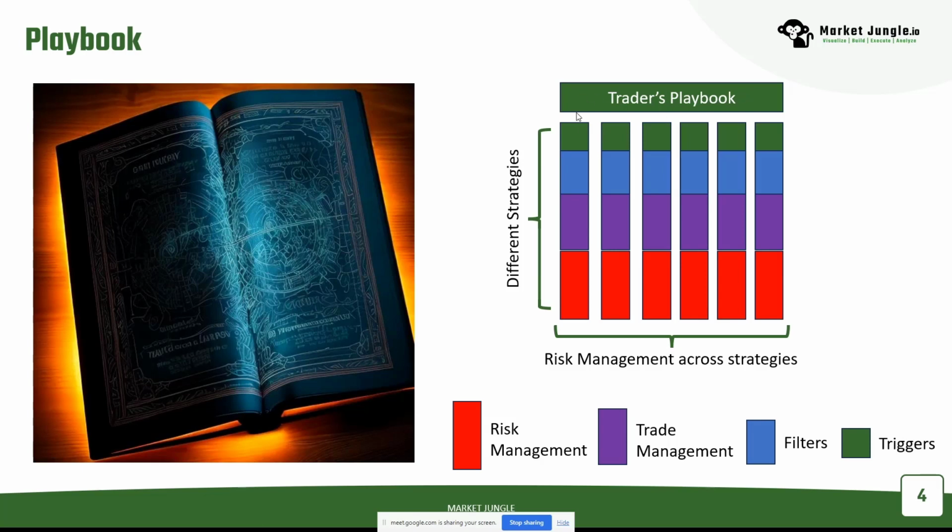So when we look at a trader's playbook, this is just an example of different strategies. So each one of these stacked bars is essentially a strategy. And what I'm trying to convey here is that there's many times multiple strategies in a playbook, and each one of those strategies has four main components. One's a risk management, one's a trade management, and then there's typically filters and triggers on those strategies. The size of these bars are reflecting the importance of those components. And something else that traders typically think through is also managing risk across those strategies as well. So it's not just managing this risk in this one particular strategy, it's managing that risk horizontally as well.